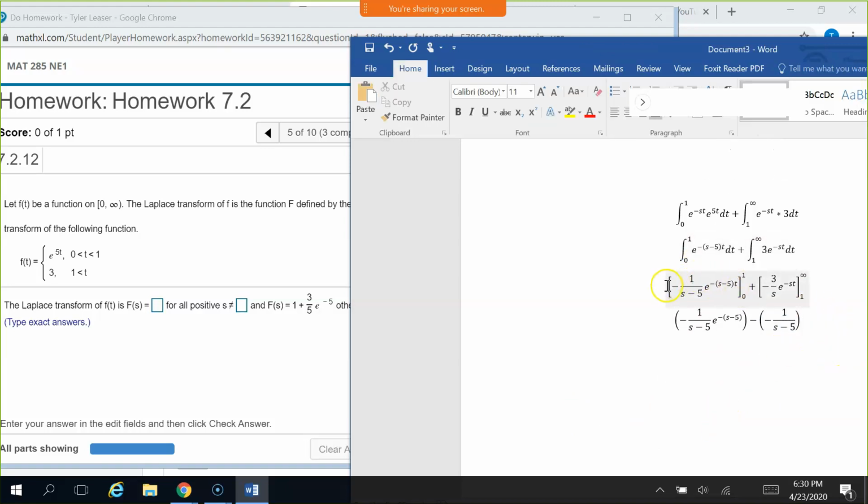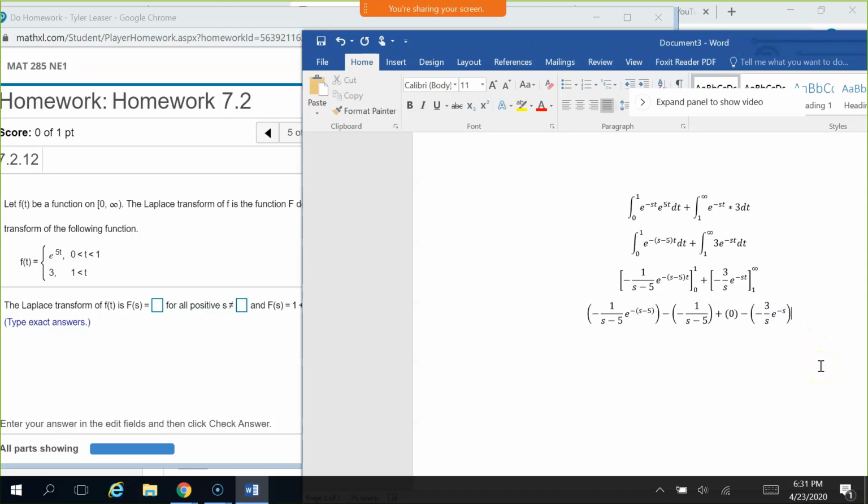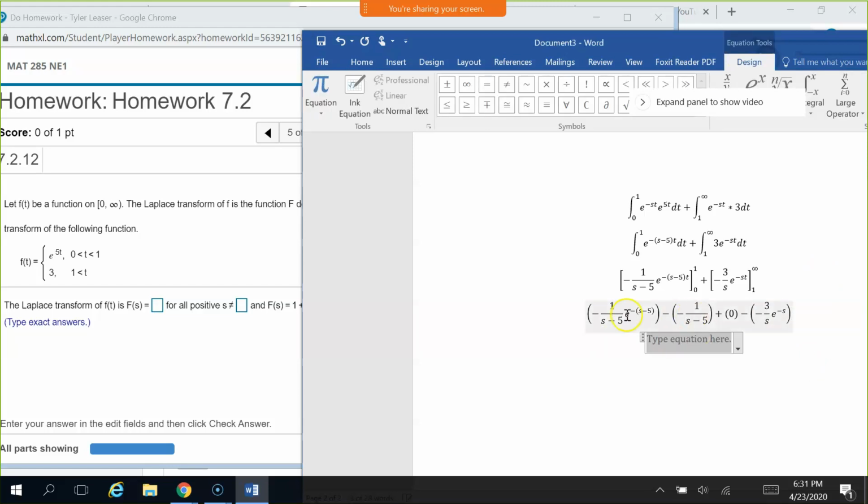All right, so that was just the first integral. Plus plugging infinity into the second integral, and again, plugging it into the t value. When I plug infinity in for this e, that e goes to the denominator and it blows up to infinity, so we just get 0. Minus, if I plug 1 in for the t, I'm going to end up with negative 3 over s and then e to the negative s. All right, now you just want to simplify it all down.